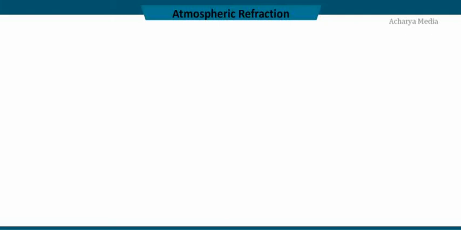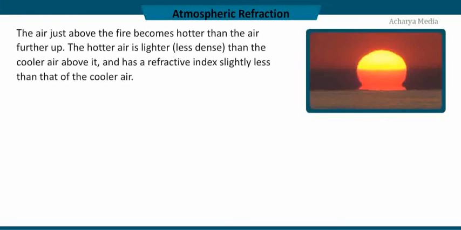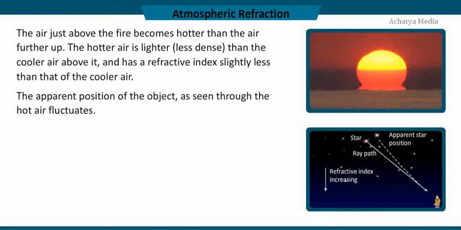You might have observed the apparent random wavering or flickering of objects seen through a turbulent stream of hot air rising above a fire. The air just above the fire becomes hotter than the air further up. The hotter air is lighter, less dense than the cooler air above it, and has a refractive index slightly less than that of the cooler air. Since the physical conditions of the refracting medium, that is air, are not stationary, the apparent position of the object as seen through the hot air fluctuates.